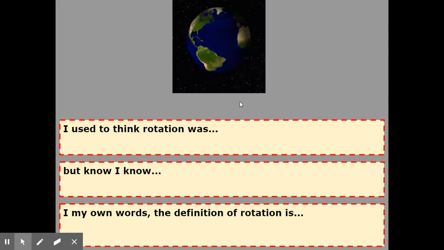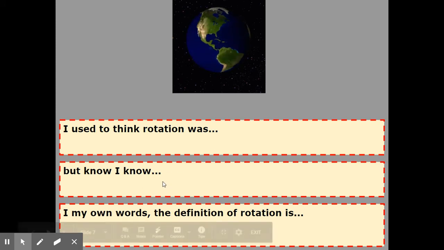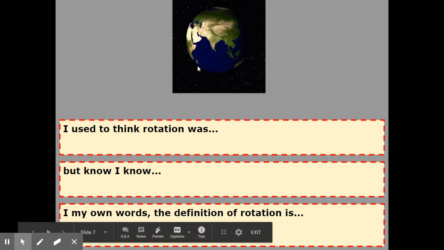I used to think rotation was, type your answer in the box. But now I know rotation is, type your answer. In my own words, the definition of rotation is, type your answer here.